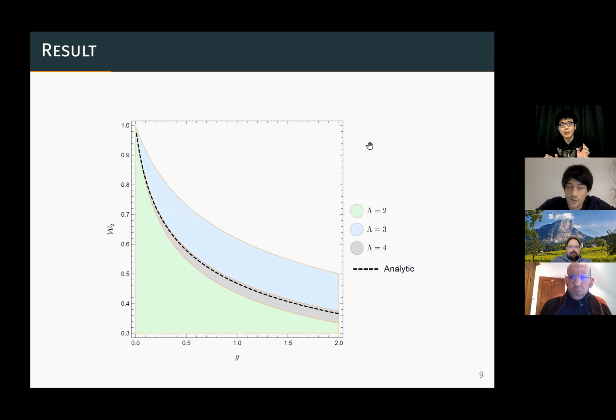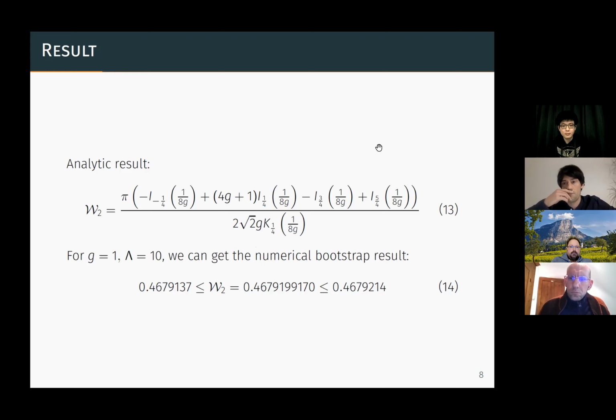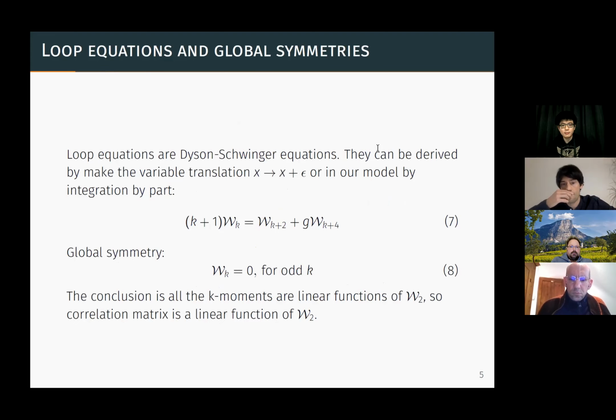We also have the allowed region for general g. Sorry, can I just repeat? What is the idea? So you have loop equations which relate moments of different powers. Yes, different moments. Then you can build.